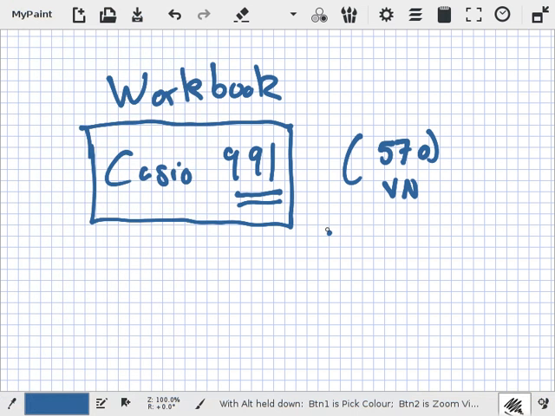Okay, what else do you need? Well, calculator, workbook, and obviously pen and paper.